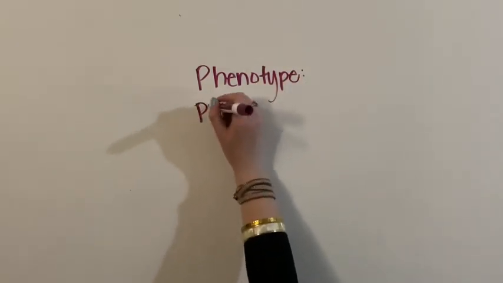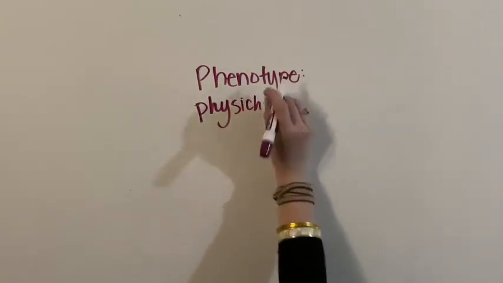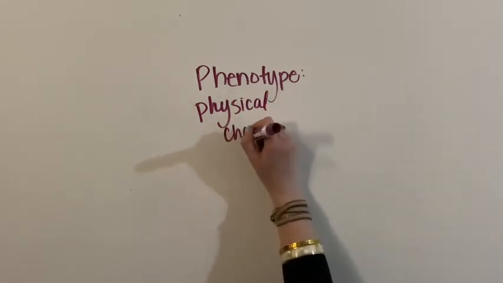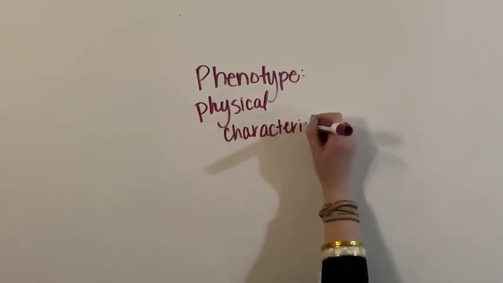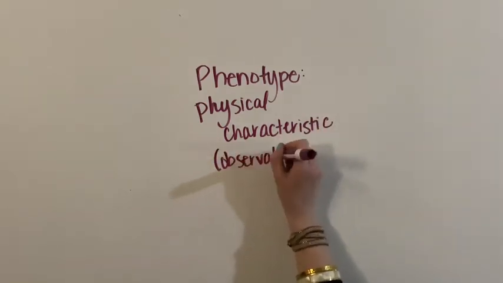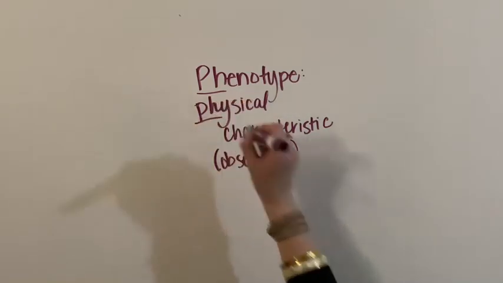This is a physical and observable characteristic. This is what we see when we see brown eyes. We know that we can see exactly what is happening, what that phenotype is, because we can observe it.